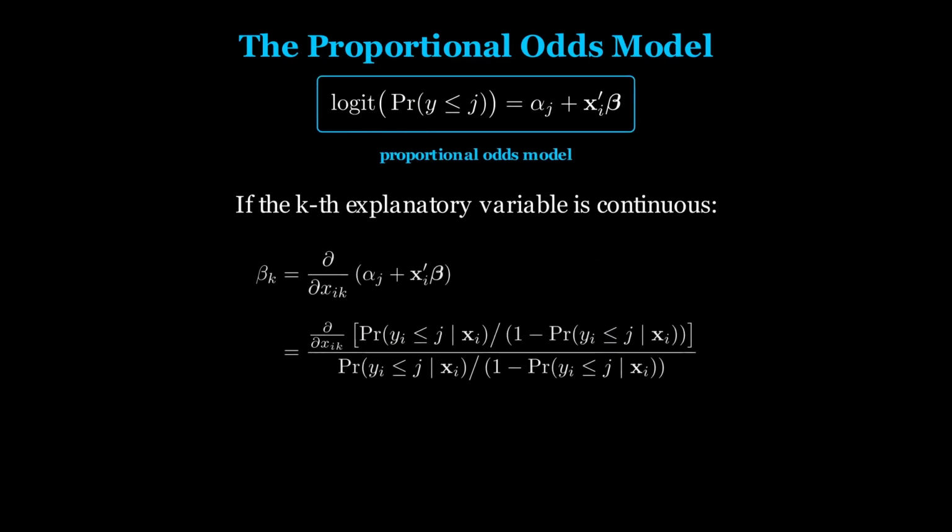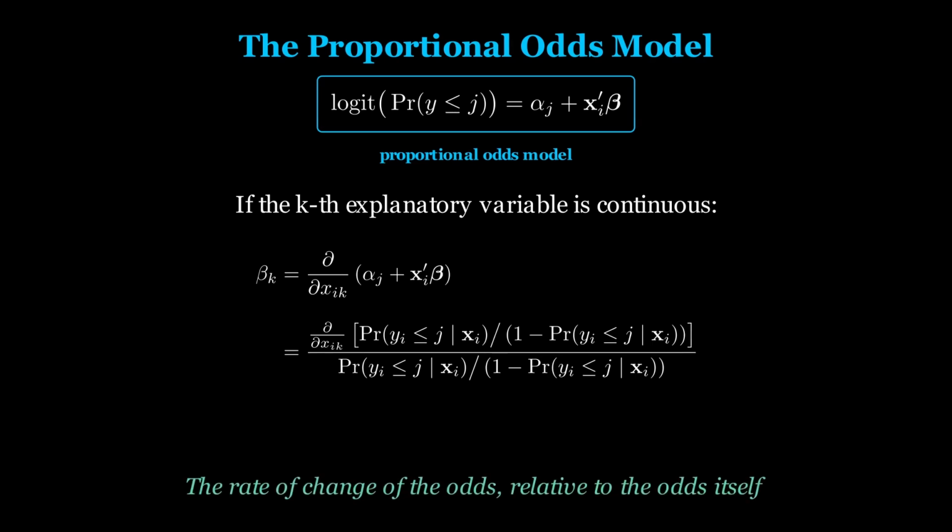Following from the definition of the odds ratio, if the kth explanatory variable is continuous, then the log odds ratio from the proportional odds model is given by this expression. Reading that from the bottom up, the denominator is the odds of being in category j or lower. The numerator is the derivative of those same odds with respect to the kth predictor.